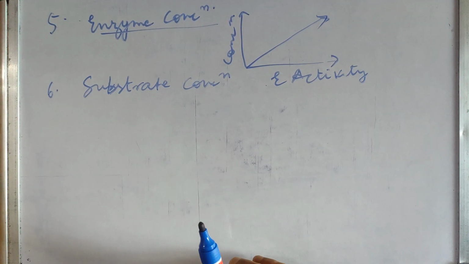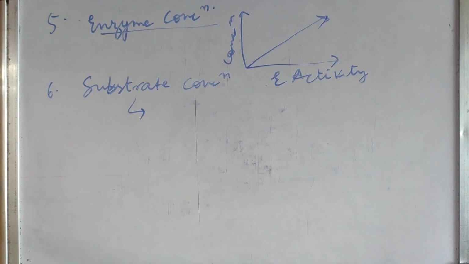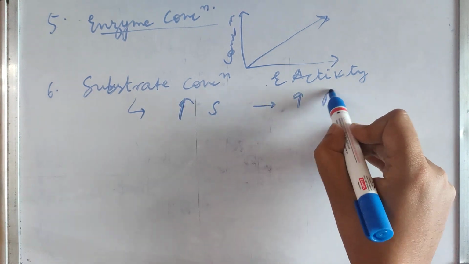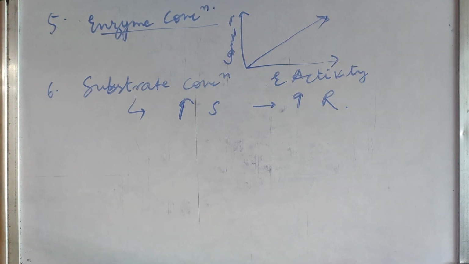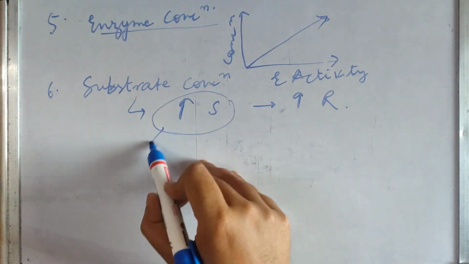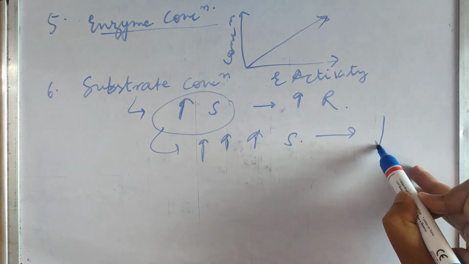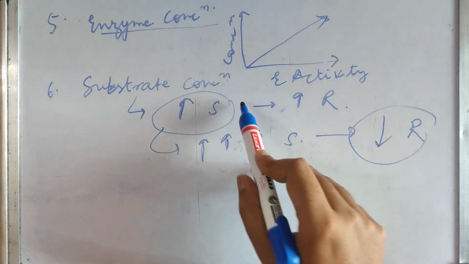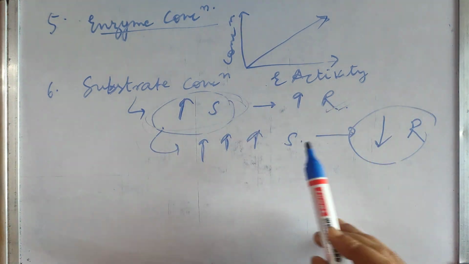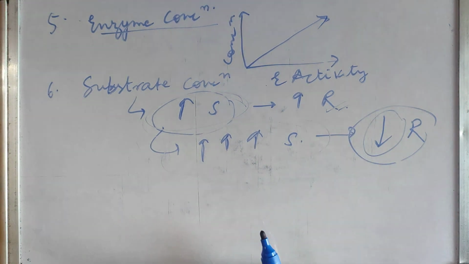Now sixth, substrate concentration. Normally an increase in substrate concentration increases the rate of reaction, but after some time, at a very high increase in substrate concentration, it starts retarding the reaction. So a good level of substrate concentration increases the reaction, but a very high level of substrate concentration retards the reaction.